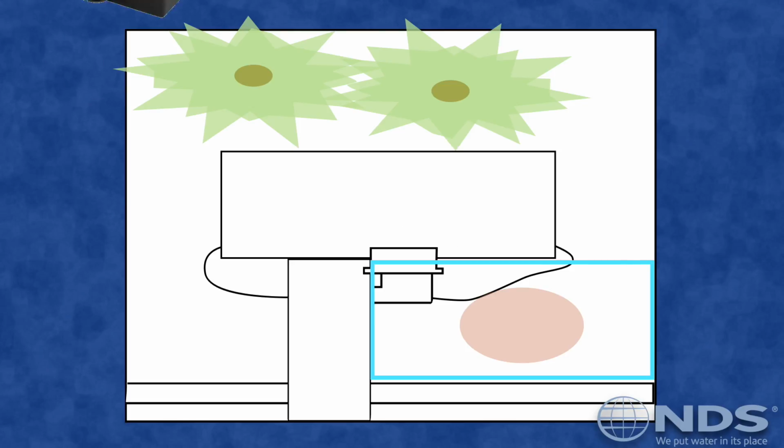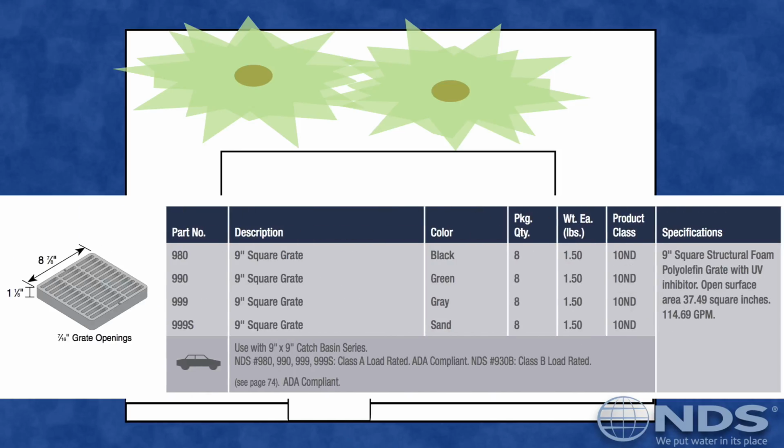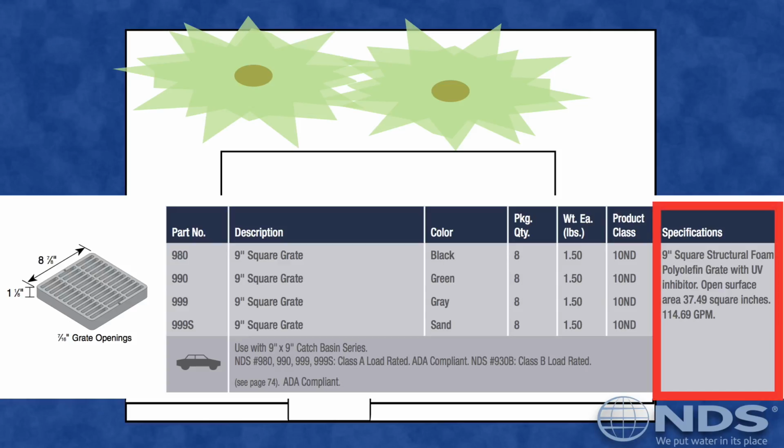If we're draining this area with a catch basin placed in the low spot, how big does the grate need to be? A quick peek at the 9-inch catch basins and their grates reveals that the standard square plastic grate will handle up to 114 gallons per minute. We'll specify a 9-inch catch basin with a square grate. We'll choose a green grate so that it blends in with the turf.